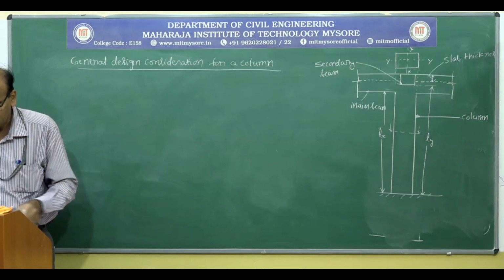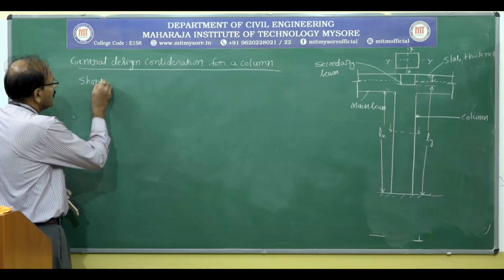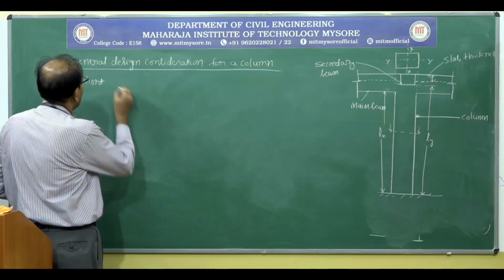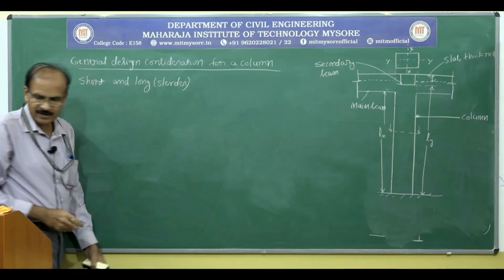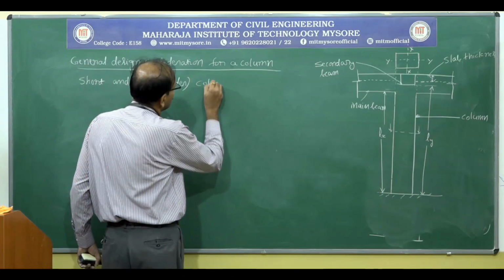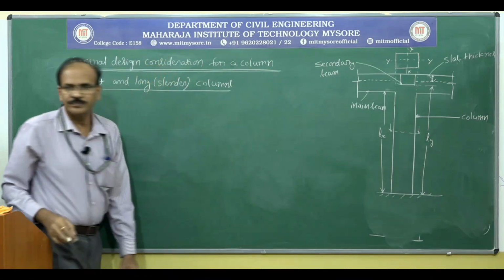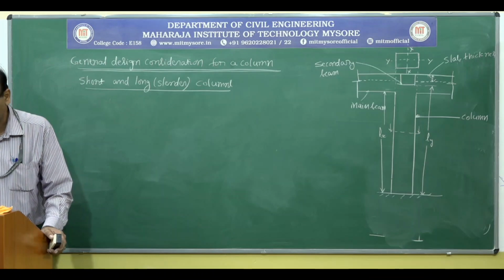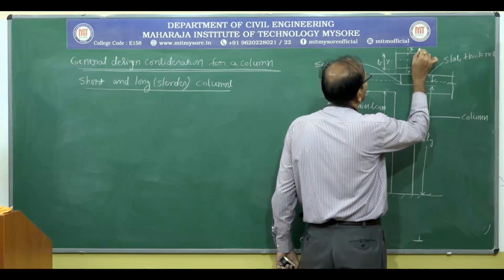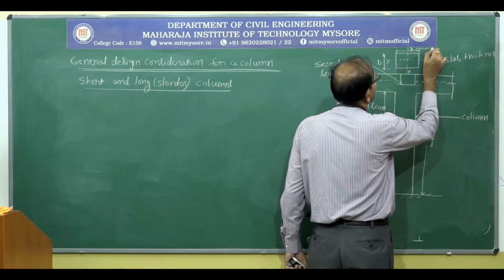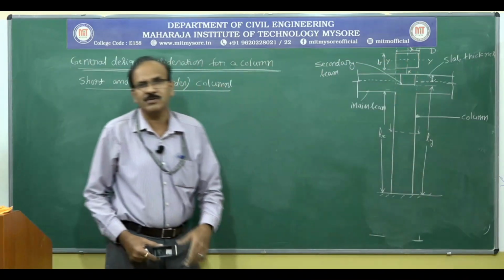So going further, write down short and long. Another name for long is slender compression members or columns. So write down. And one more thing I forgot to write. If this is the width B, this is the depth capital D. Basically, this is the shorter dimension and this is the longer dimension.